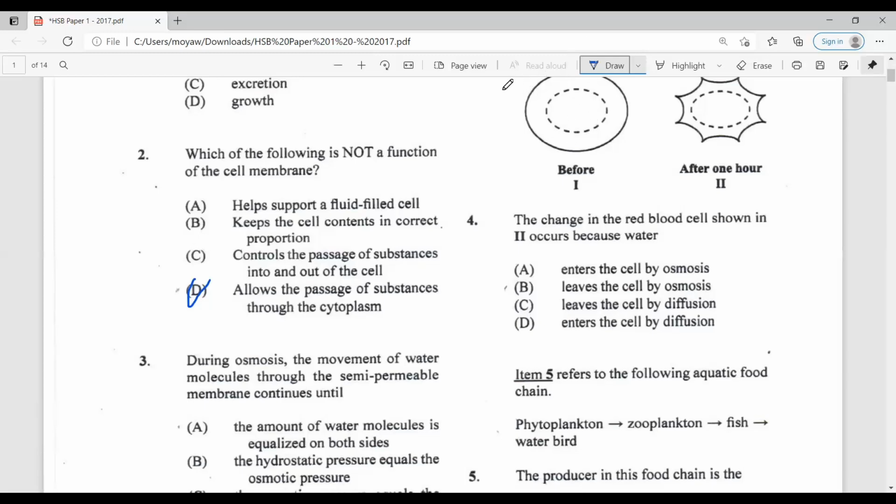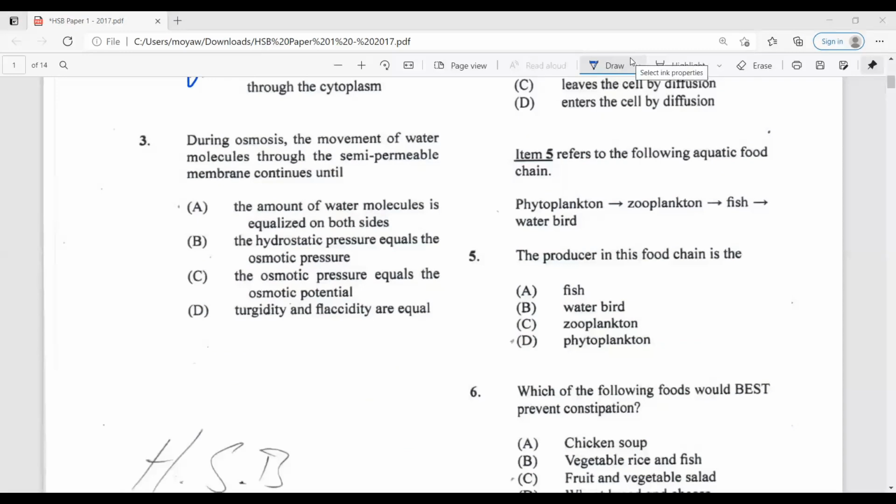But whatever needs to enter and leave the cell, definitely that has to deal with the cell membrane. Question 3. During osmosis, the movement of water molecules through the semi-permeable membrane continues until: A, the amount of water molecules is equalized on both sides. B, the hydrostatic pressure equals the osmotic pressure. C, the osmotic pressure equals the osmotic potential. D, turgidity and flaccidity are equal.